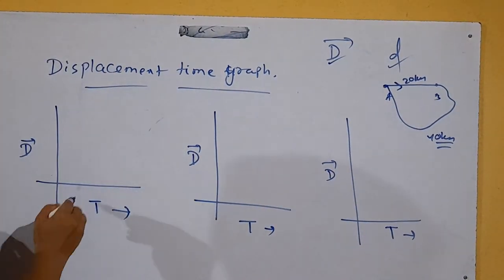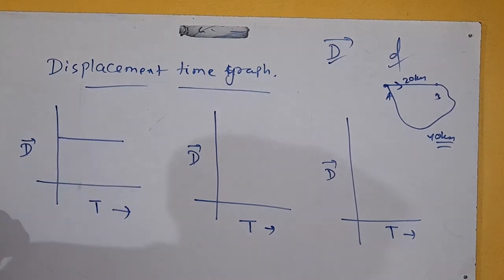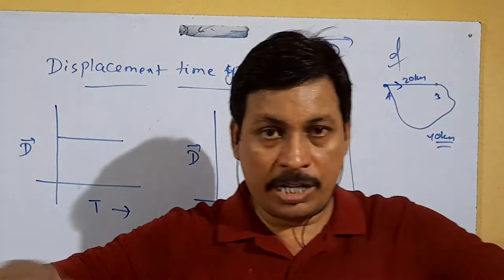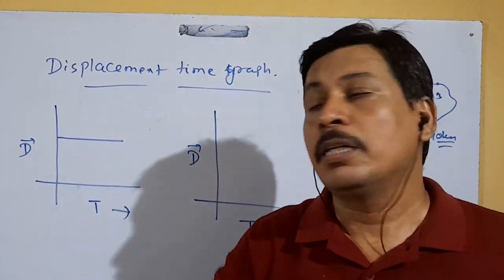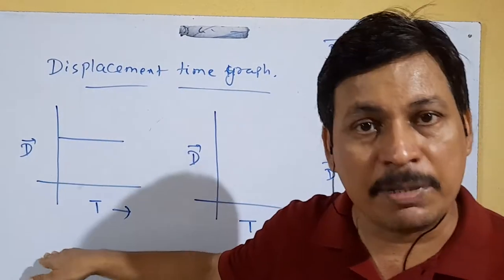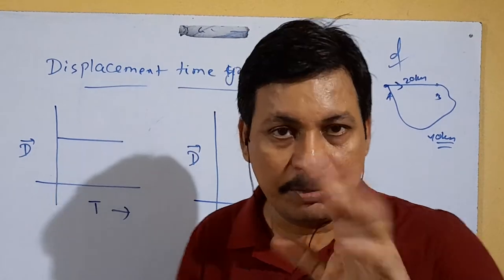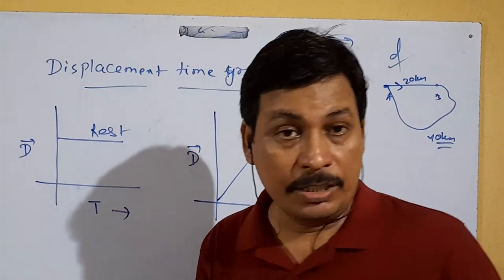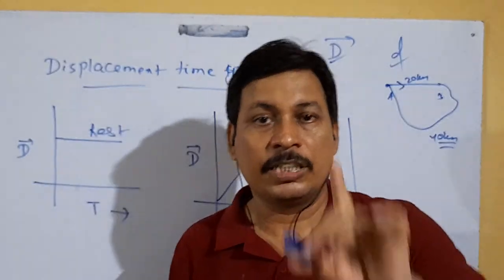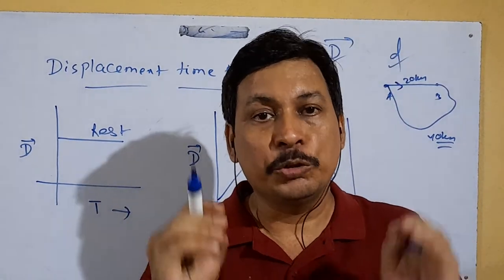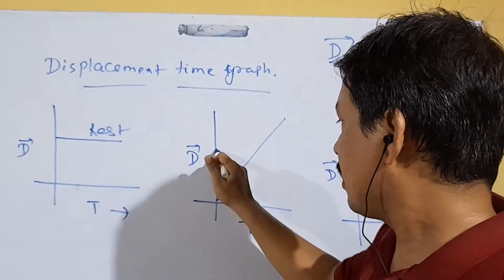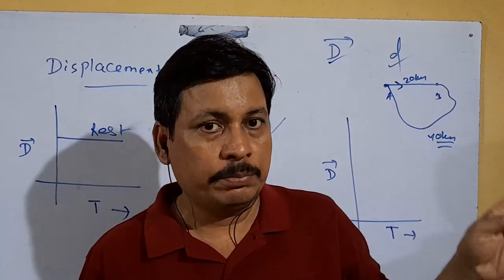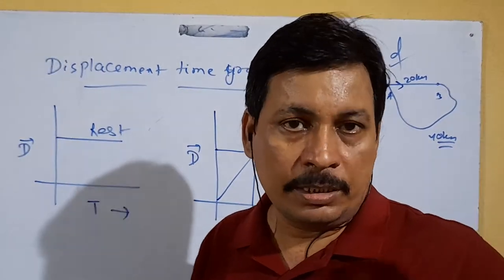Now in a displacement time graph, if the graph is like this, what can you say about it? If the graph is parallel to the time axis, that means the x axis, the horizontal axis, we can say the body is at rest. It's very, very important. Remember, the body is at rest. If the graph is not parallel to the time axis or to the displacement axis, then we can say the body is moving with uniform motion.